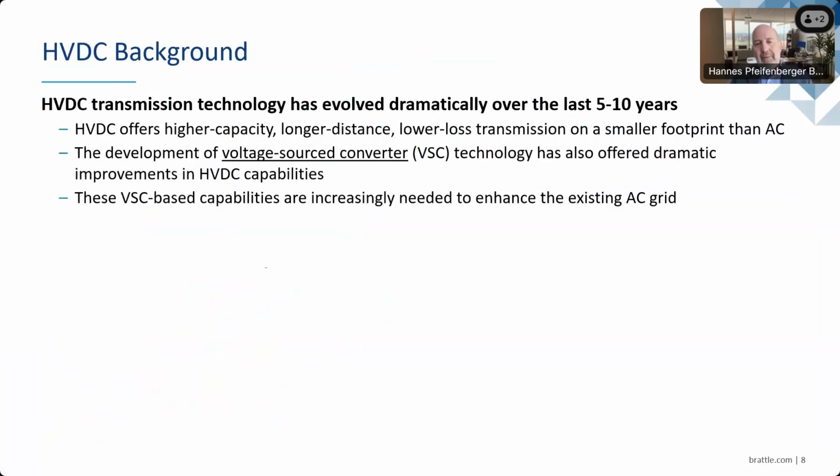So a little bit of background on HVDC technology, because it has evolved dramatically over the last 5 to 10 years. It now offers high capacity, longer distance, lower loss transmission on a smaller footprint, and the development of voltage source converters, or VSC technology, has dramatically improved the capability of those HVDC lines, as we'll be discussing in the next slides. And those VSC-based capabilities can be used to enhance the existing grid, to do things on the existing grid that otherwise would require synchronous condensers and stabilizers and all kinds of other conventional technologies.